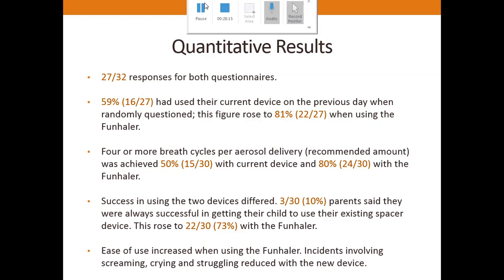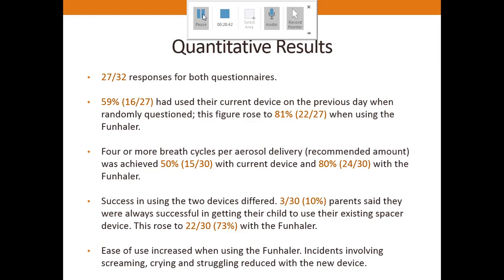So they only had 27 responses to both questionnaires. So the end result is going to be out of 27 all the time. So they had 32 children, but 27 children had questionnaires completed, both for the Breath-A-Tech and for the Funhaler.